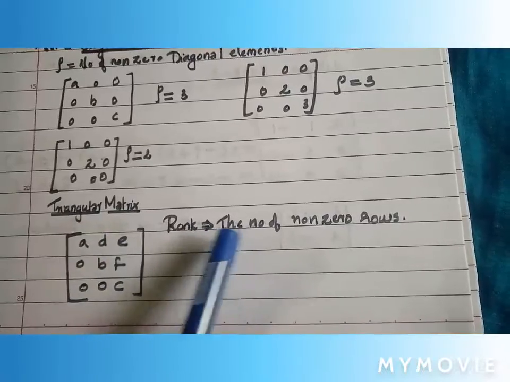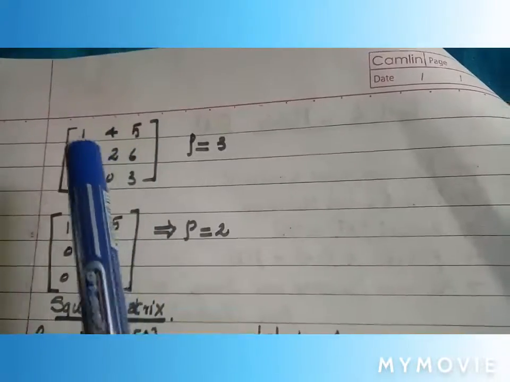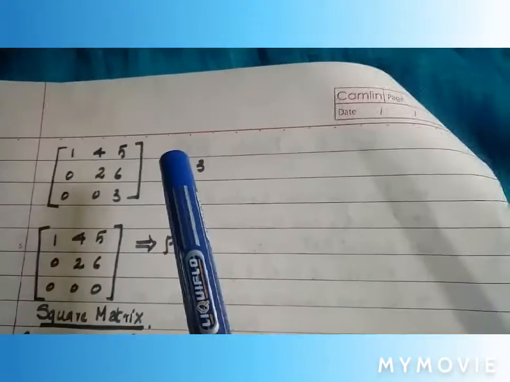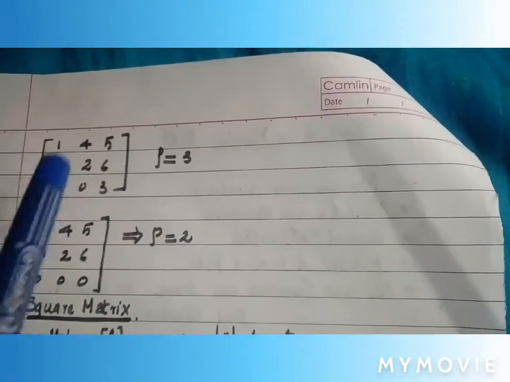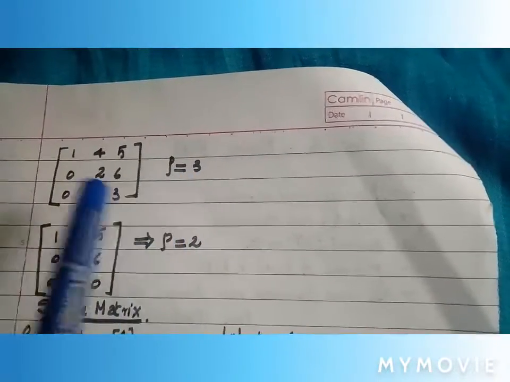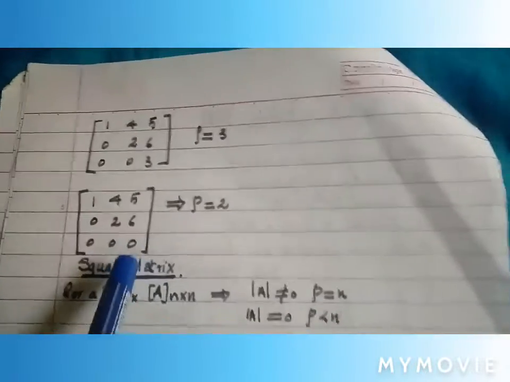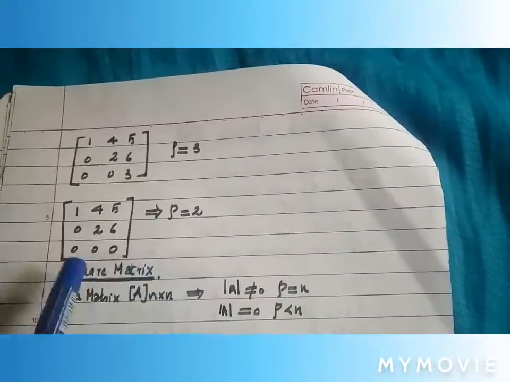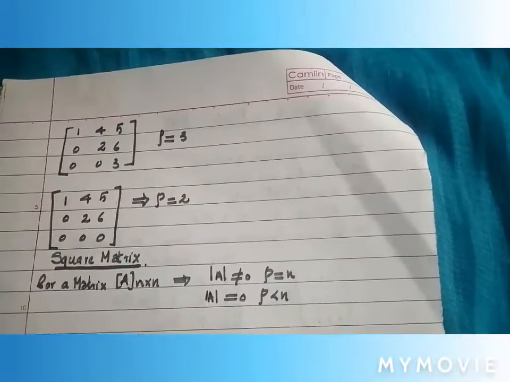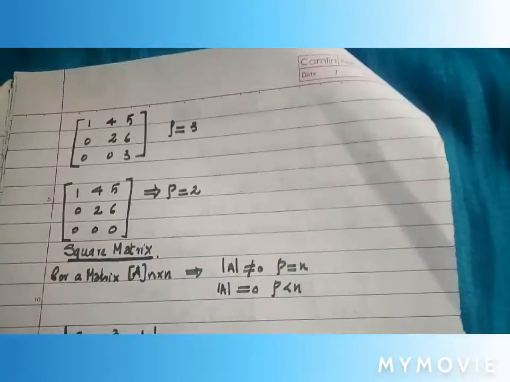In the case of a triangular matrix, the rank is equal to the number of non-zero rows. Consider the triangular matrix 1, 4, 5, 0, 2, 6, 0, 0, 3. In this triangular matrix, the number of non-zero rows equals the rank. So here we have 3 non-zero rows, that is, rank is equal to 3. Here in this triangular matrix, 1, 4, 5, 0, 2, 6, 0, 0, 0, it has only 2 non-zero rows, that is, rho is equal to 2.